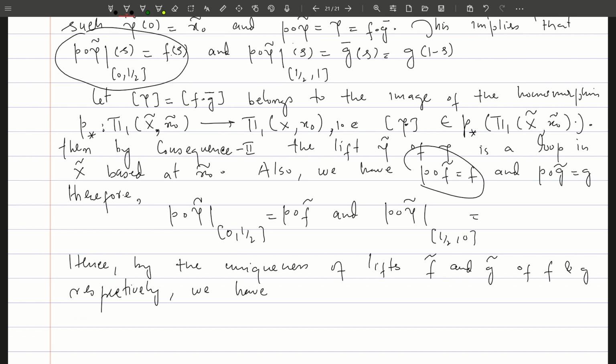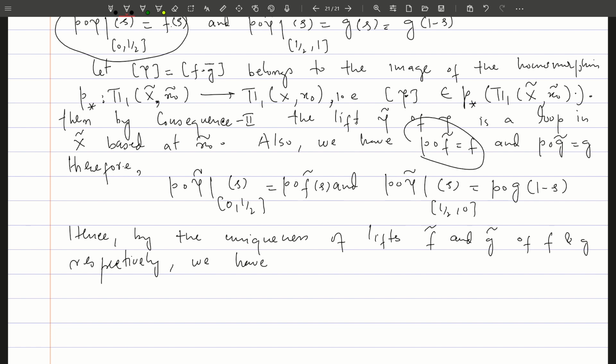So when we restrict this over s we get f tilde of s, and if we operate this map over s we get g of 1 minus s. So this is p of g of 1 minus s. Now we have f tilde and g tilde to be the unique lift of f and g.